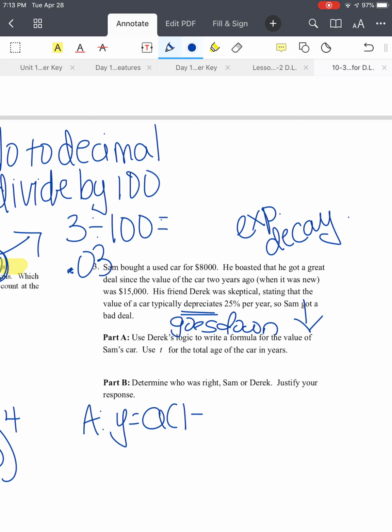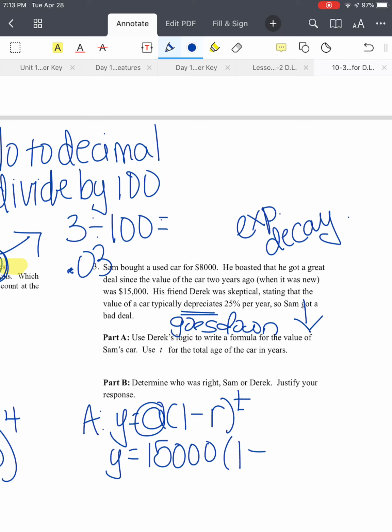So I know in part A, I'm going to do it down here. I need to use my exponential decay formula, where again, A is my initial amount and r is my rate as a decimal. So we want to use Derek's logic, Derek's the friend, to write a formula for the value of Sam's car. So I want you to ask yourself, again, what is the A? That's your initial amount. So we're not going to put the 8,000 in. We're going to put the 15,000 in because that was the value of Sam's car when it was new. We want to put the initial amount, the amount when it was new.